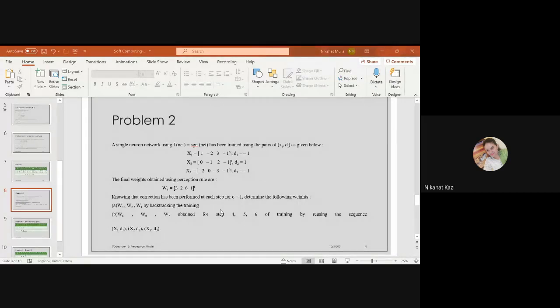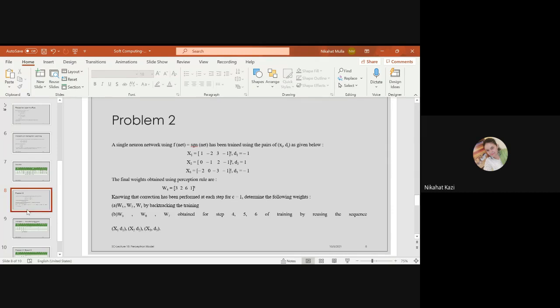And the second part is the standard way that we do it. Once you do this, you just compute W5, W6, W7 by moving ahead, by reusing the same sequence. The second part is easy. It's the usual way that we solve the problem. But the first part is slightly different. You just have to backtrack the training.